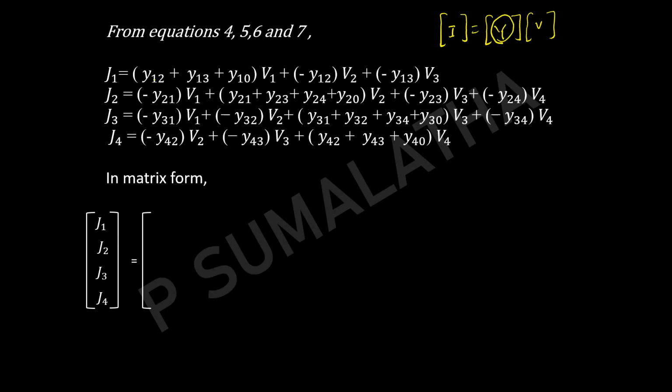The first value is the one multiplied with V1, that is Y12 plus Y13 plus Y10. Next the V2 value, that is minus Y12. Next the V3 value, minus Y13. We don't have a V4 value here; actually this will be plus 0 into V4. That is why the fourth term will be 0.